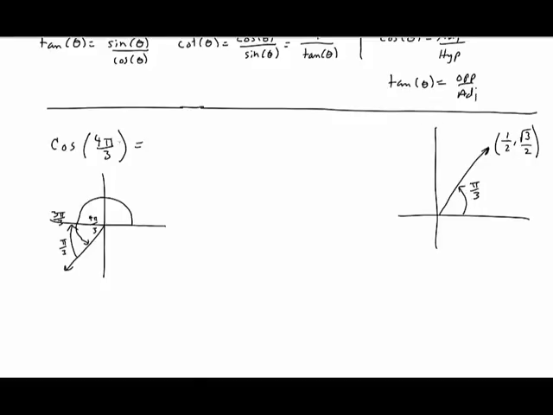Well, the cosine of 4 pi over 3 has a reference angle of pi over 3, and the cosine of pi over 3 is 1/2. Next thing I do is look to see that I'm in the third quadrant, where cosine is negative. So the cosine of 4 pi over 3 is negative 1/2.